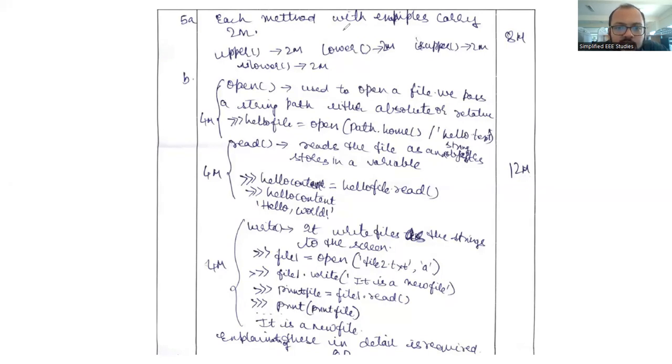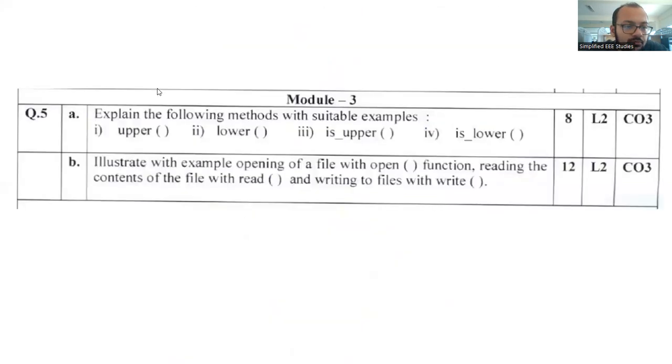Each method carries 2 marks. Upper 2 marks, lower 2 marks, to convert all the letters into upper case and lower case. For isupper, you can give a true or false statement. Islower also you can verify with the help of simple examples. You will definitely get 8 marks, I'm sure about that. So this is regarding the answer for question number 5A.